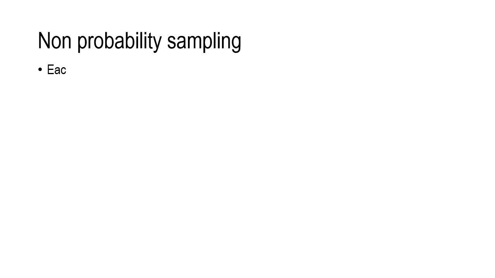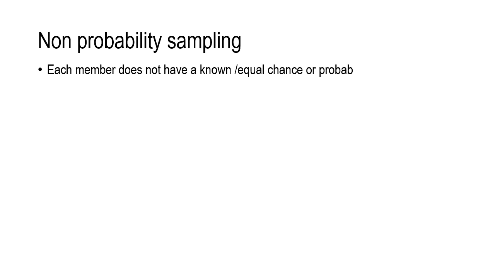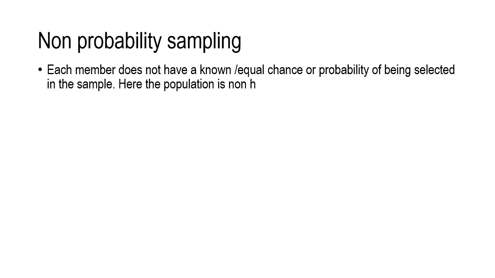So we go to non-probability sampling. What happens in non-probability sampling, and what are the techniques used? Here we go. Each member does not have any known chance or probability of being selected in the sample. In probability sampling, each member has a known chance of being selected. But here, the member does not have a known or equal chance of being selected.